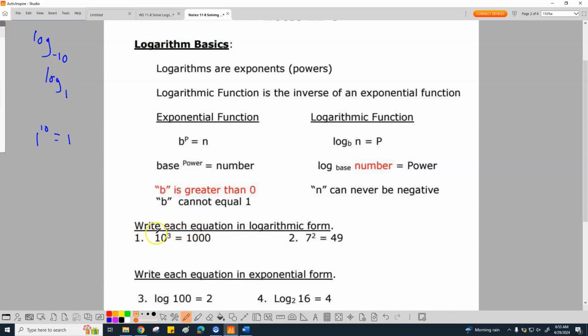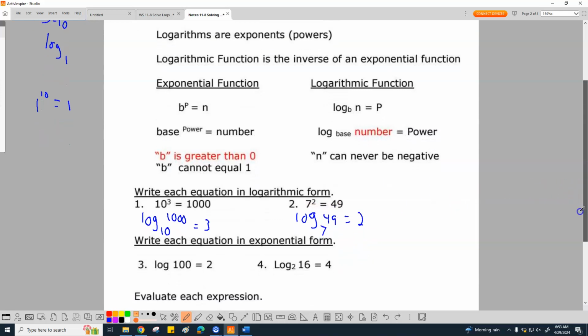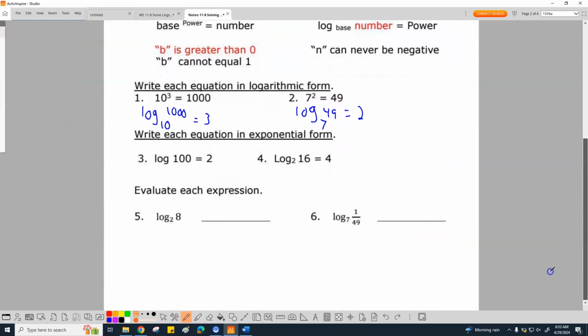Now let's talk about these actual problems: how to write each of these in logarithmic form. It goes like this. When you go from exponent to base to then what it actually equals, it writes like this. Log, the base goes here, what it turns into after you apply the exponent goes here, and then the exponent goes here. That's number 1. Let's do this one again pretty quickly. The base is 7, the exponent is 2, and when we raise it there, that's what we get. That's just a review from previous stuff.